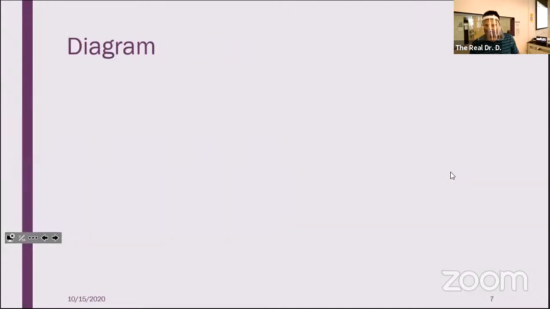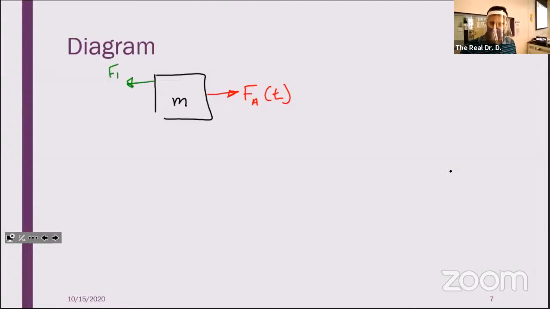So how do we do it? Let's start with our diagram. We've got a mass. I've got a force. I've got some spring force, and I've got some damper. And that's it.